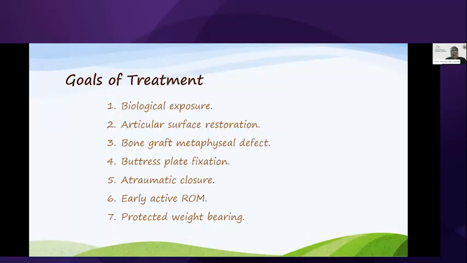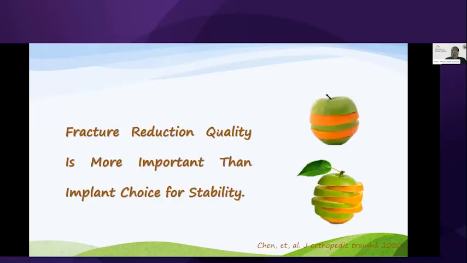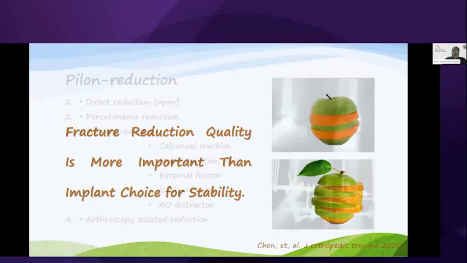The goals of treatment: biological exposure, articular surface restoration, bone graft of metaphyseal defect, pattern split fixation, atraumatic closure, early active range of motion, protected weight bearing. The reduction is very important, the single most important factor for better functional outcome. Fracture reduction quality is more important than implant choice for stability.